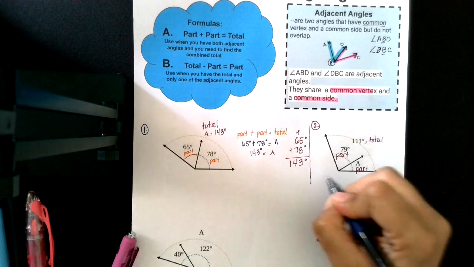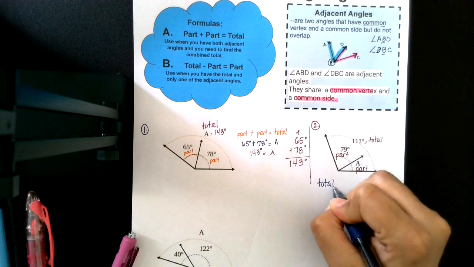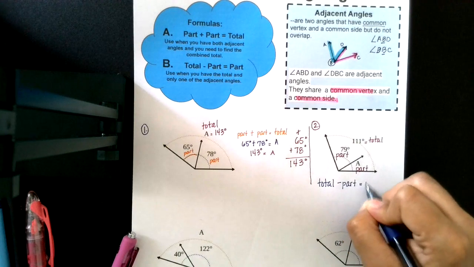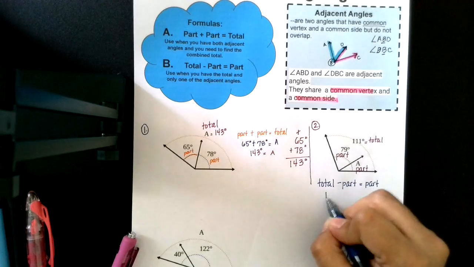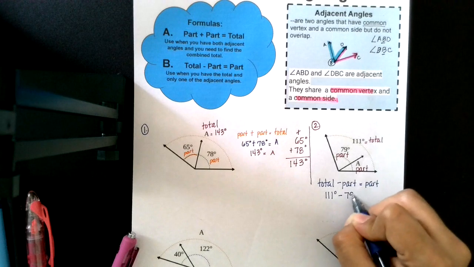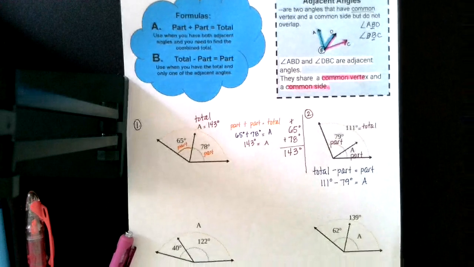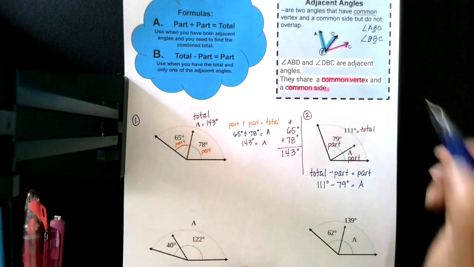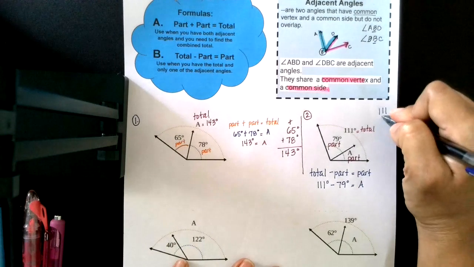So again, write down your formula. Total minus part equals the missing part. Now plug in your numbers. 111 degrees minus 79 degrees equals A. And again, subtract. It's always easiest to do it vertically.